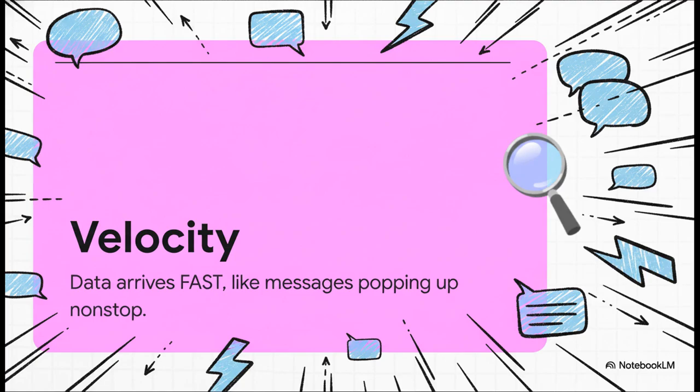Next, we've got velocity. Just think about how fast new information gets created. We're talking about a constant, high-speed flood of data, kind of like messages popping up on your phone nonstop, 24/7.